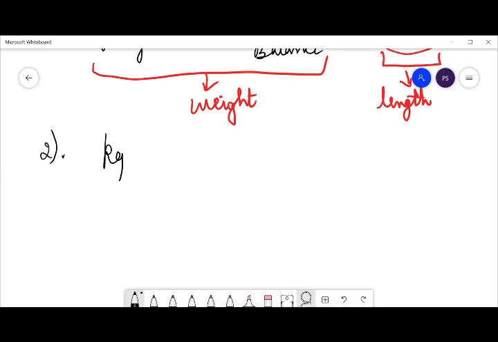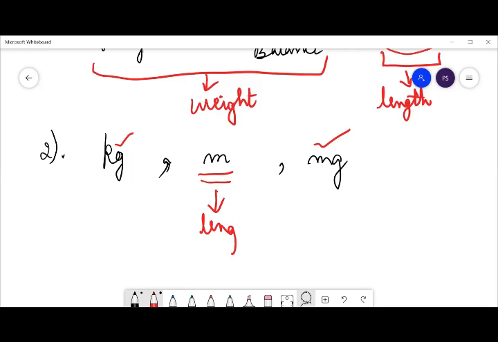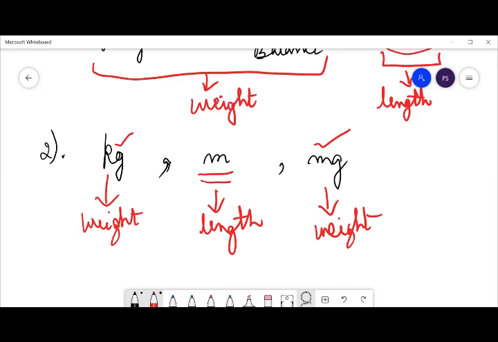kilograms. 3 units are given. You have to circle the odd one in it. Meter. And third one is milligrams. Don't get confused. Now, can you identify the answer? See here, kilograms and milligrams are both units of weight, whereas meter is the unit of length. This is a smaller unit of weight and this is the bigger unit of weight. So the odd one will be this one.